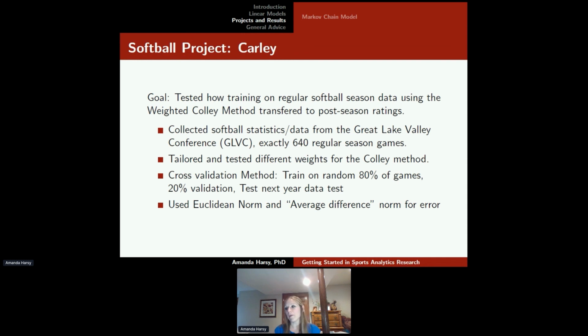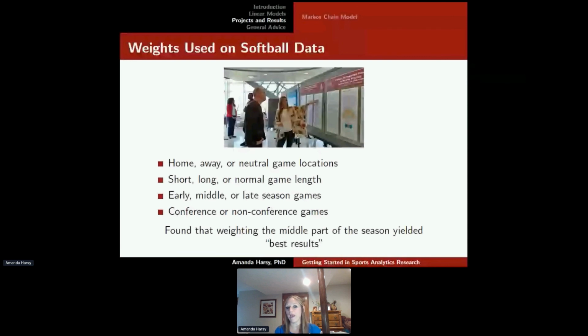One of my early projects was with Carly. Carly was a softball player and she wanted to use the Colley method. She trained on 80% of her data and used 20% for cross-validation. She looked at some of the weights that I already mentioned: short, long, normal games, home, away, early, mid, and late season. What she found was that weighting the middle part of the season yielded the best results.